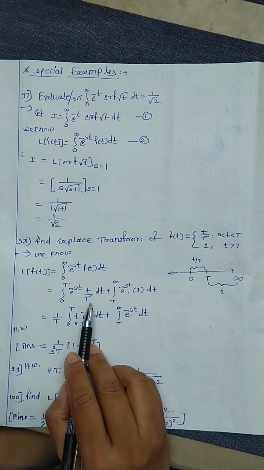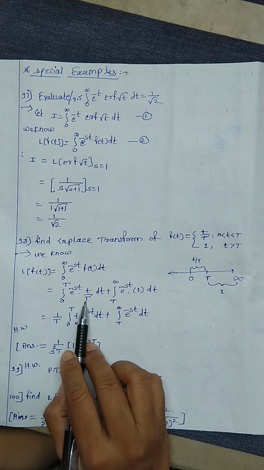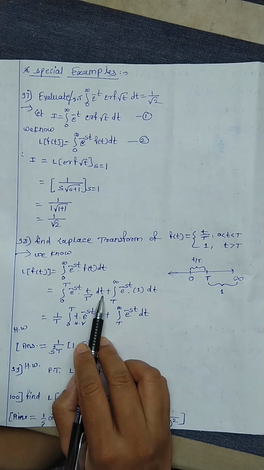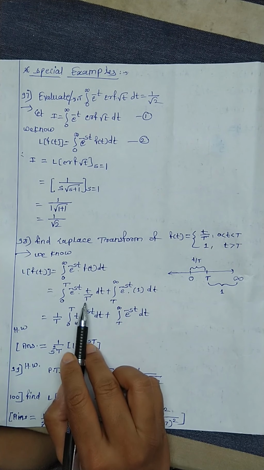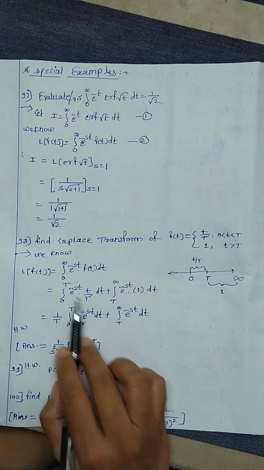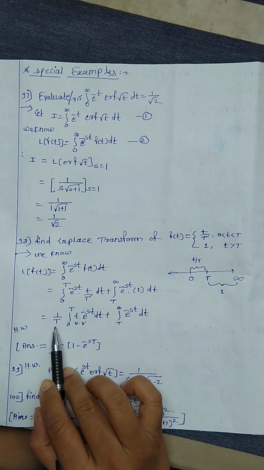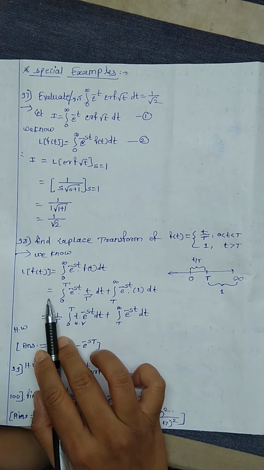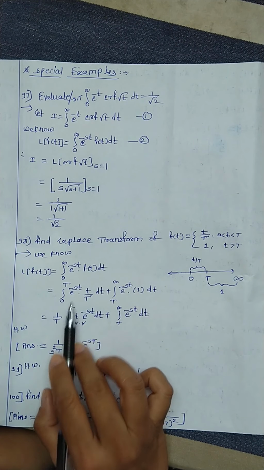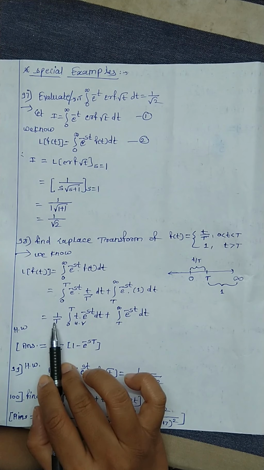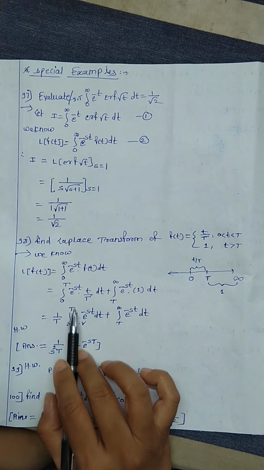Integrations, and take the constant outside. Except small t, every term is a constant, yes, capital T is a constant. That's why we have to take it outside from the integration. This t we cannot take outside because it is attached to the integration variable. Okay, this t we can take outside from the integration, that is 0 to T.